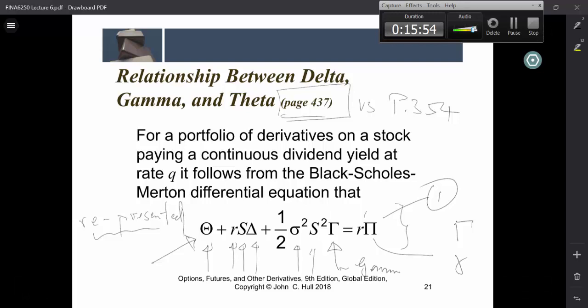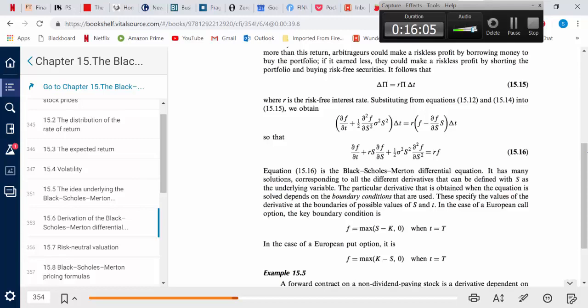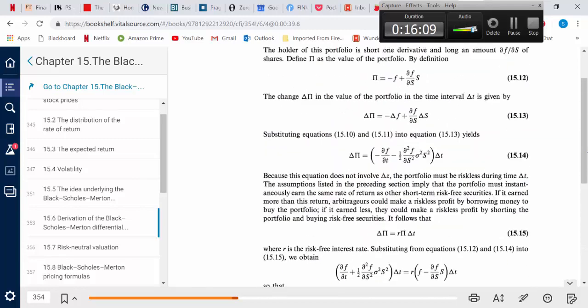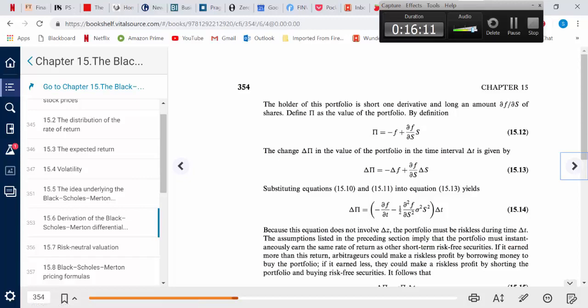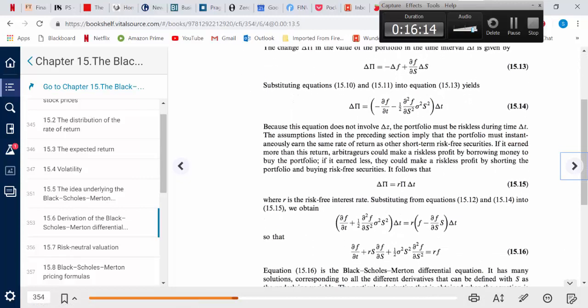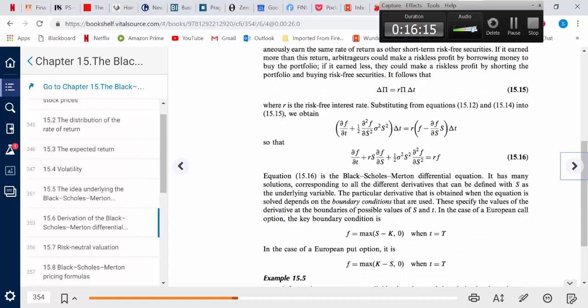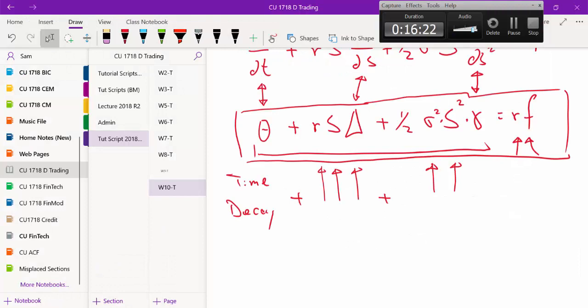So this formula on page 21 of lecture 6 is the same as the formula that was initially presented in the book by John Hull on page 354, under the derivations of the Black-Scholes formula. This is kind of the result. So I'm starting at the end and I'm stating the result to you.